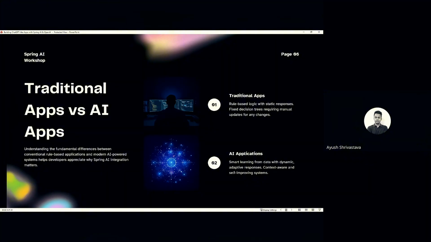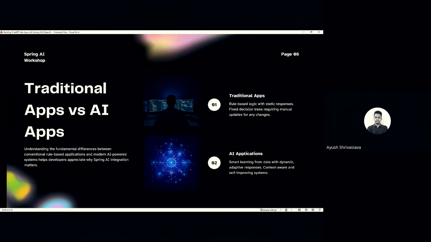Now let's understand the difference between traditional applications and AI applications. Traditional applications work using rules. For example, if the user clicks login, authenticate the user. If the password is wrong, show an error. If the user clicks logout, destroy the session. Everything works on conditions. Everything is fixed. Traditional applications are predictable, but they are not intelligent.